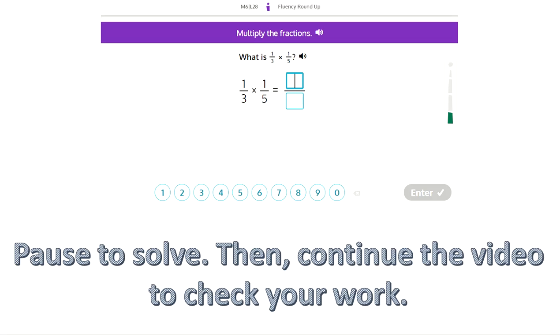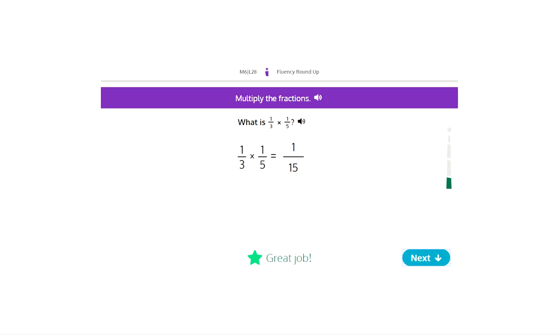Next, we'll multiply 2 unit fractions. 1/3 times 1/5. Go ahead and pause, work it out on paper, and then continue this video to see how you did. It is 1/15. Multiply numerators. 1 times 1 equals 1. Then multiply denominators. 3 times 5 is 15. 1/15 is your answer.